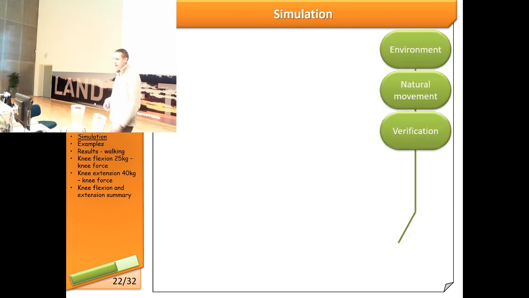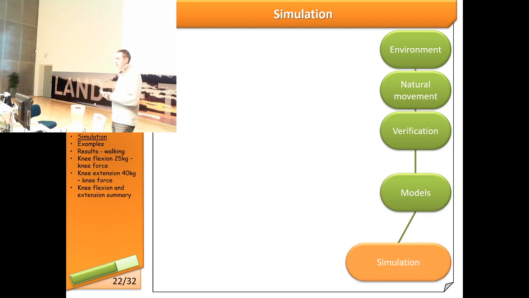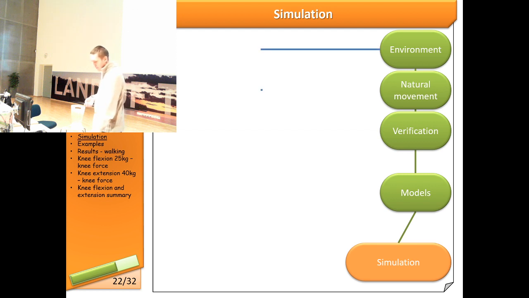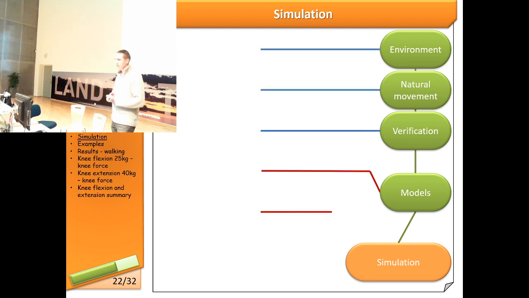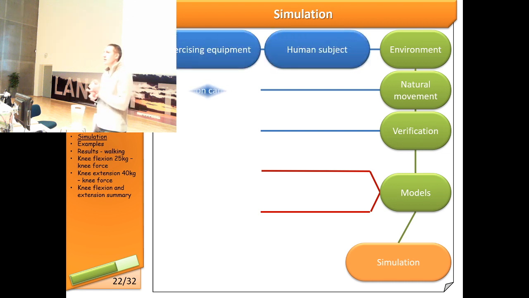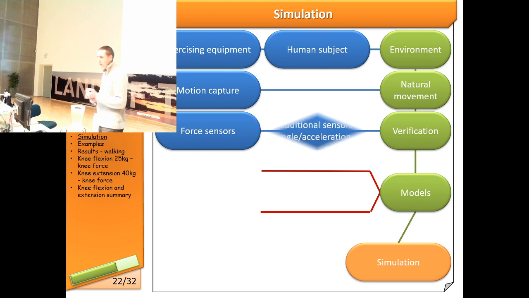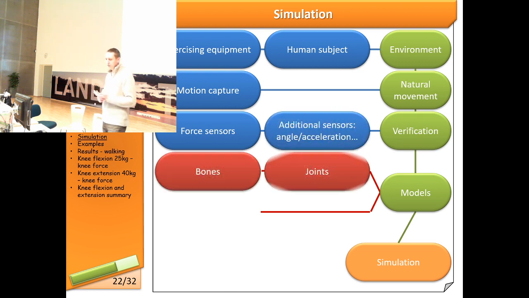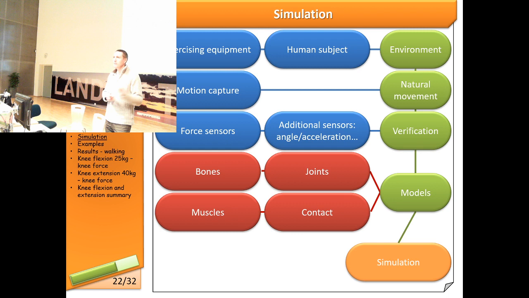So how does it happen? We have the environment, we have the natural movement, verification and models, and we link them into a simulation. And what do we have as an environment? For the environment, we have exercising equipment, for example. We have a human subject, which is important. For the natural movement, we can get it from motion capture. That's the easy way. You could try to do any other thing. You could use even some kind of encoder or potentiometer on the joint and just measure how it moves.